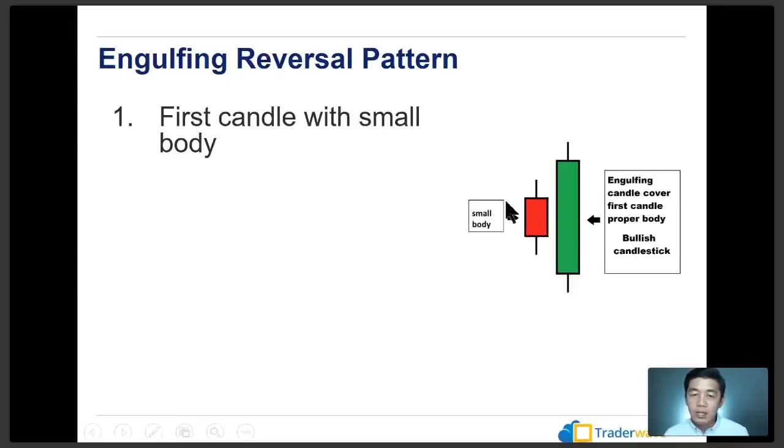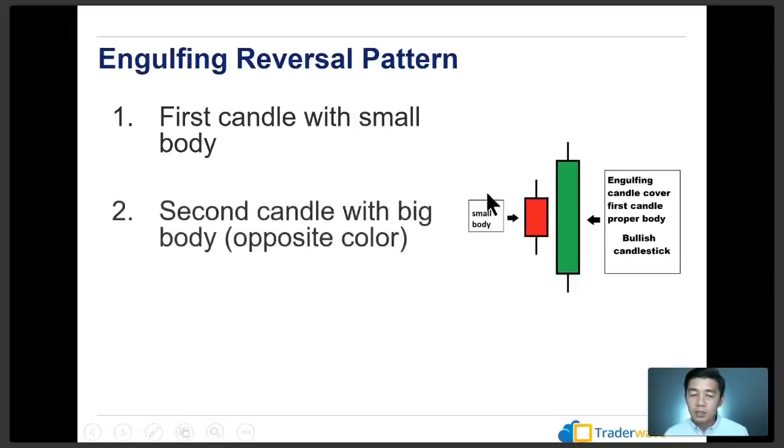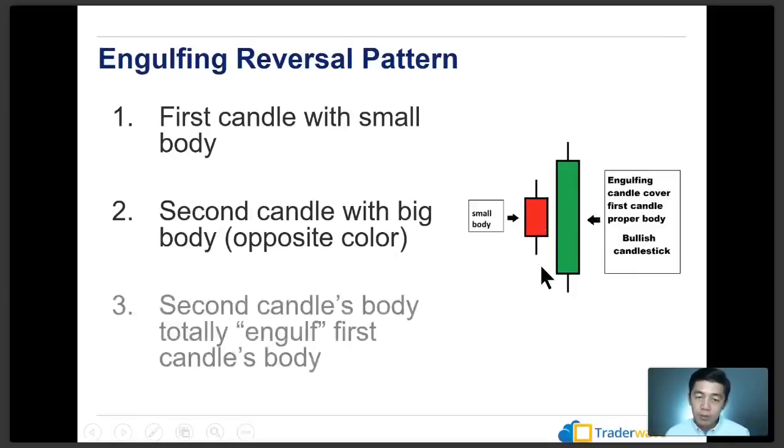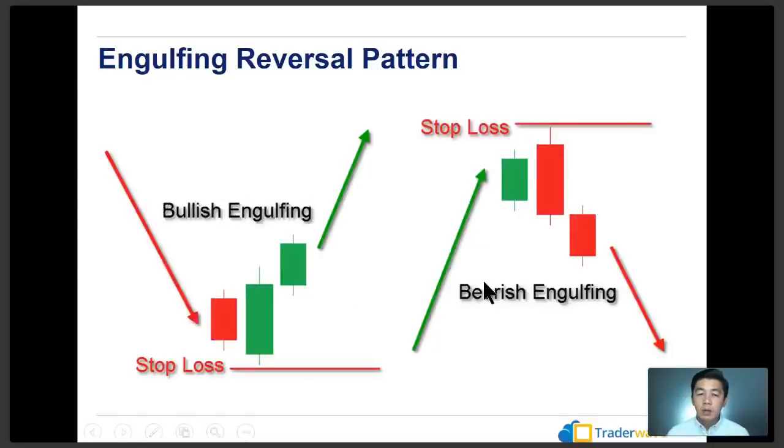All right. And then next, the second candle following the first candle should have a big body, and usually it's an opposite color. You should have a big body, and the body should cover the entire body of this first candle. So this is the third point, where the second candle's body must totally engulf, that means totally contain, the length of the first candle's body. Right, so this is an example of both a bullish engulfing candlestick pattern as well as a bearish engulfing candlestick pattern.